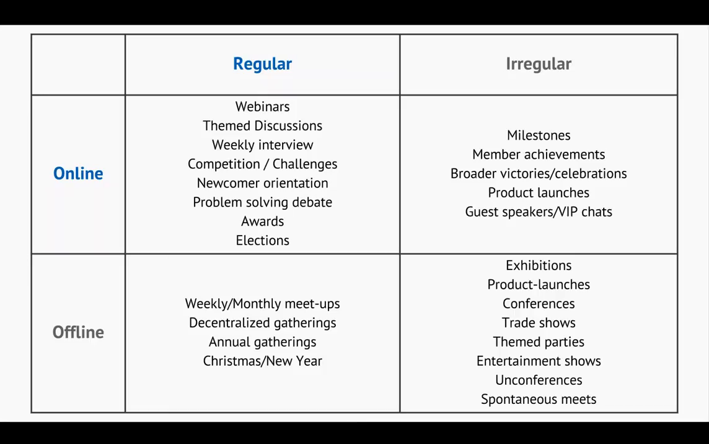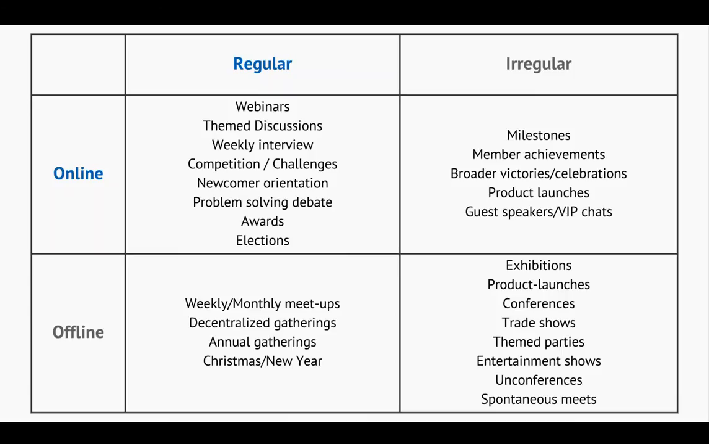So the key thing with events is that we want to have a regular schedule of them. We want people to know there's always going to be great material that's coming up. And if we can plan out a calendar that uses a weekly event or even a monthly event, that's usually a really good thing to do.